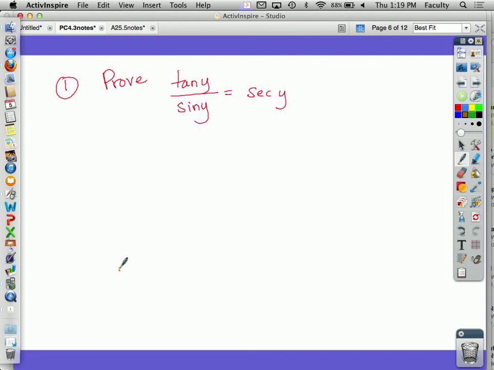So we're going to play the game, what do I know? If I look at the left side, tangent y over sine y, tell me something you know. They're being divided. They're divided, yes. Okay, I also know, besides that I have a fraction with division, that tangent is sine over cosine. On the other side, what do you know? What do you know about secant y? Secant equals 1 over cosine.